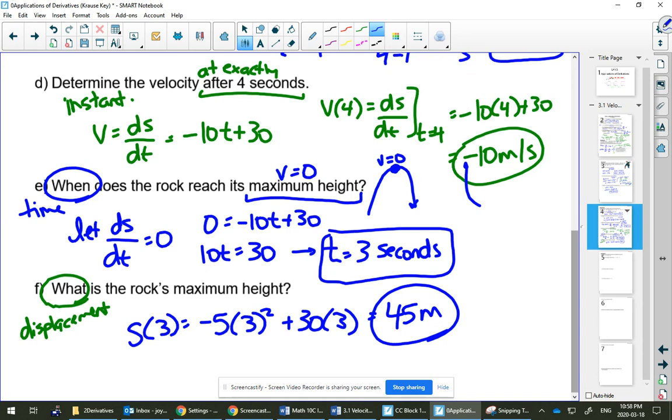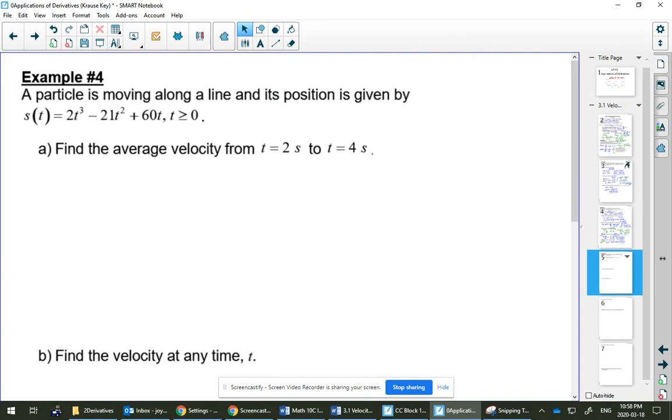Again, if at any point you need to go back and review some of these questions, please do. Just pause the video, back it up, and then come back to the next example. So the final example, we're going to put it all together and then look at what that looks like on a number line for this particular example.